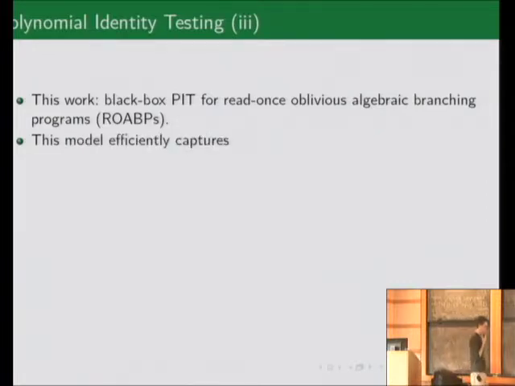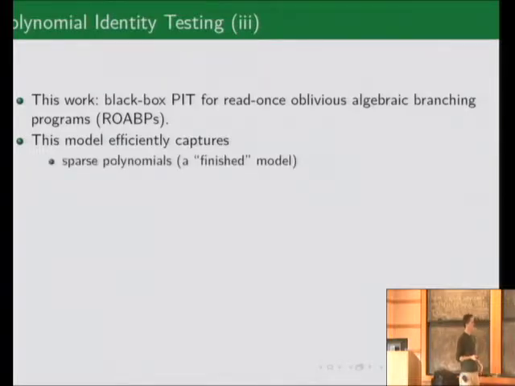One of the reasons that this work considers this model is that in some sense it efficiently captures other models which were previously interesting. So one is that it does in fact capture a sparse polynomial. If a function is a sparse polynomial, then it has a small read-once algebraic branching program. In particular, this is important because it says that any function can be computed by this ROABP, maybe not efficiently, but it can be done.